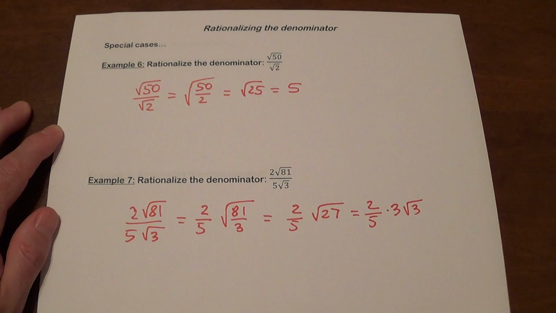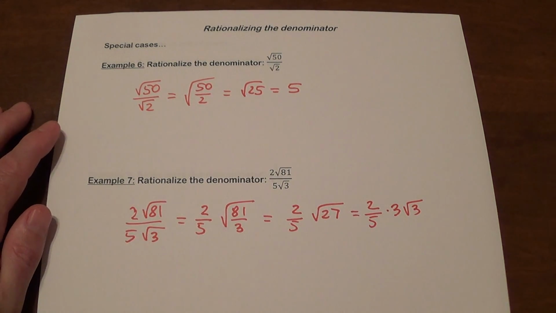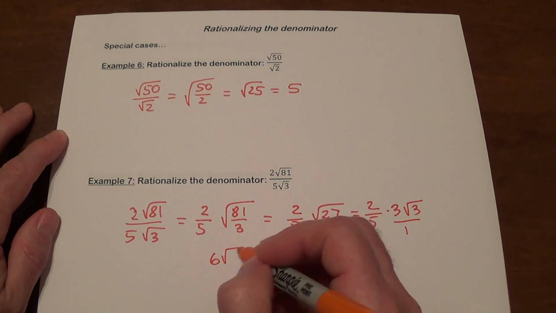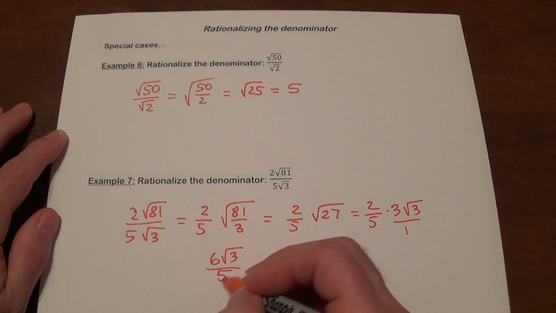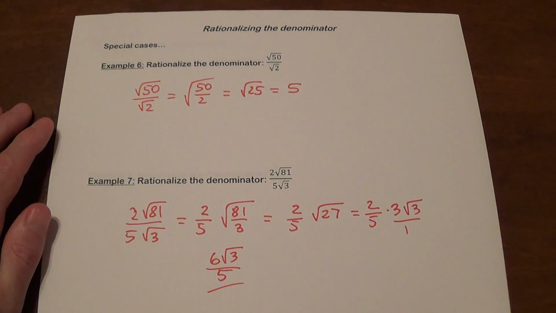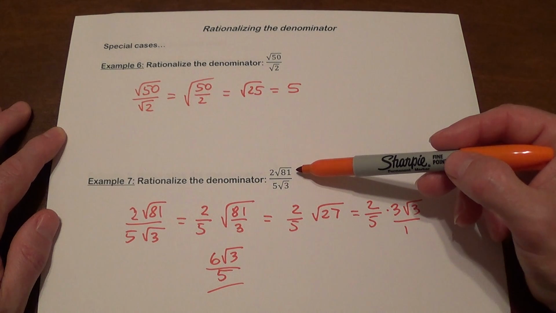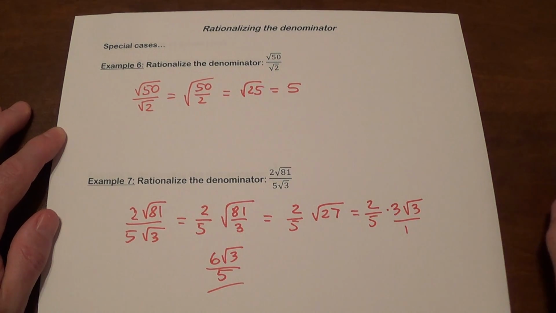If you need to know how to do that, I have a video on simplifying radicals. Okay, and all you need to do is assemble it back together. So you have this over 1, so it's going to be 6 square root of 3 divided by 5. Now, some of you might be thinking, could I have done square root of 81 because 81 is a perfect square? And the answer is yes. You could have done that, and then you would have multiplied the top and the bottom by the square root of 3 afterwards, and you would still get the same answer.